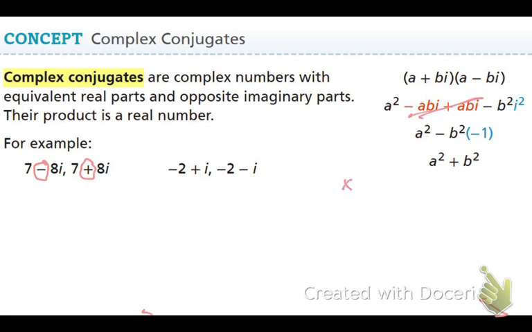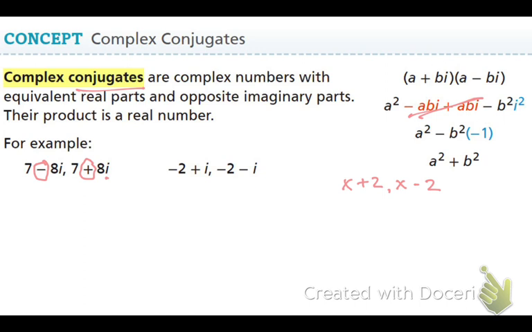Now, x plus 2 and x minus 2 are conjugates of each other, but they're not complex conjugates. Why aren't they complex conjugates? Because there's not an i. There's not an imaginary number included.